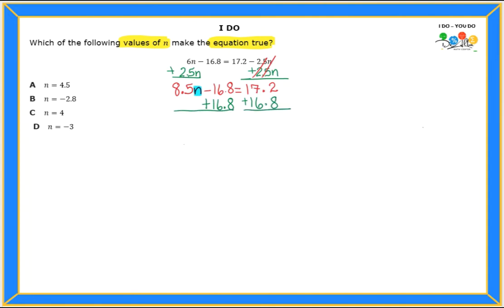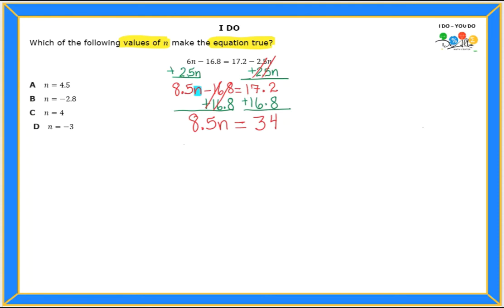What I'm going to get, of course, is the 8.5n coming down because I haven't done anything to that. My 16.8 and my negative 16.8 cancel, they disappear. On the other side, I have 17.2 plus 16.8, so I'm going to get 34. Don't forget the equal sign. I get 34 and it's looking better, right? Because now I only have the 8.5n.